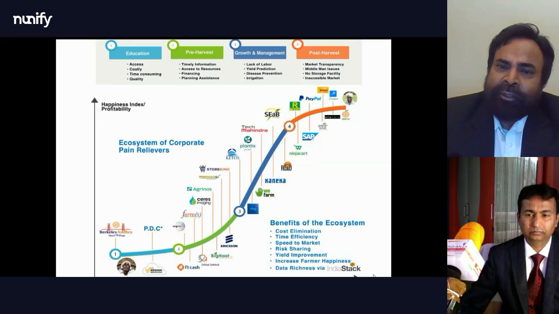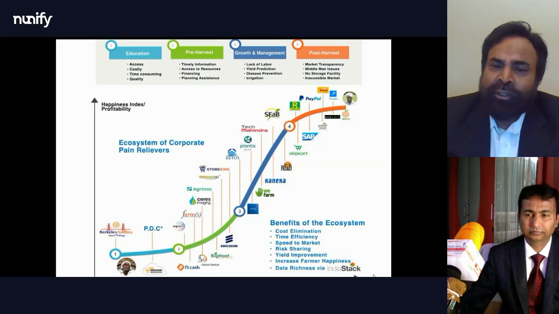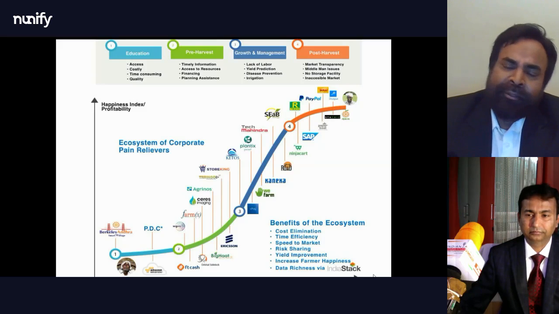And this one helps the person, because what happens is costs are eliminated when companies work together as an ecosystem. There's time efficiency, there's speed to market, there's risk sharing. Everybody shares the risk, not just the farmer. There's yield improvement, and there's a greater happiness in the crop cycle. So this is a real study that was done.